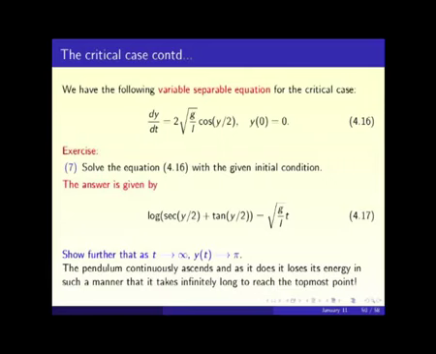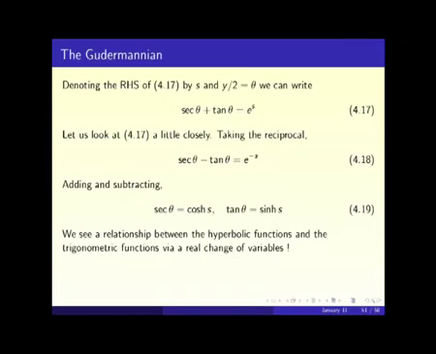Denote the right hand side, root(g/L) t, simply by s, and just for simplicity put y/2 equal to theta. Then the last equation can be written as log(sec theta plus tan theta) equal to s, or sec theta plus tan theta equals e^s. So sec theta plus tan theta equal to e^s, equation 4.17. Take the reciprocal, we get sec theta minus tan theta equals e^(-s).